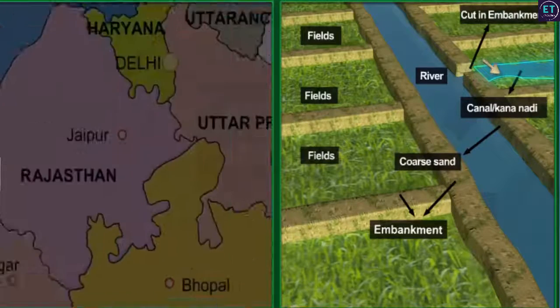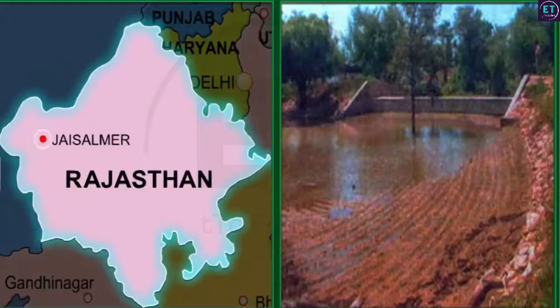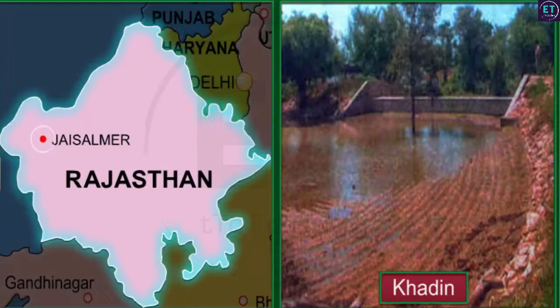In some areas of Rajasthan, especially in Jaisalmer, earthen embankments called khadin are built around farms to collect rainwater during the rainy season. This saturates the soil for cultivation.